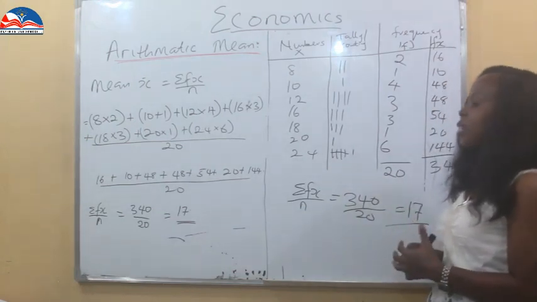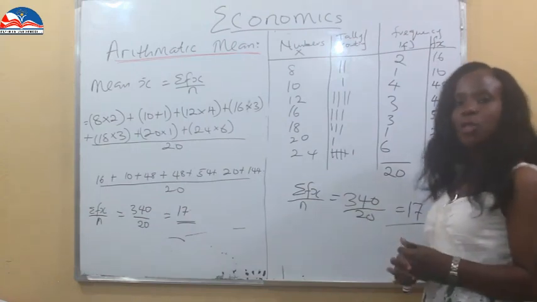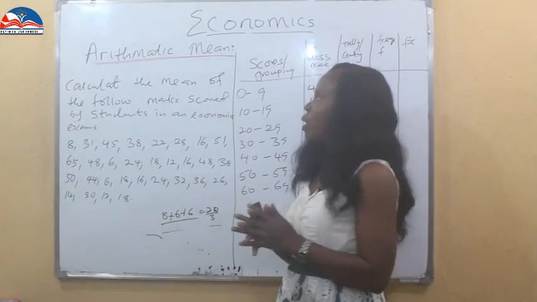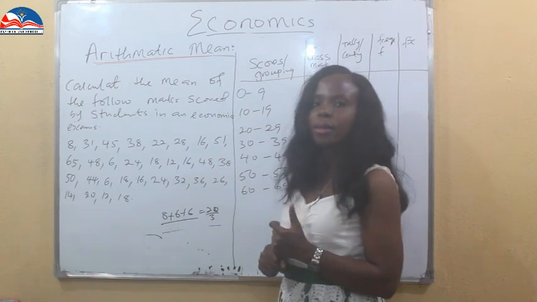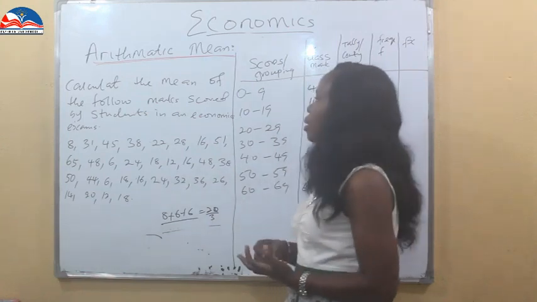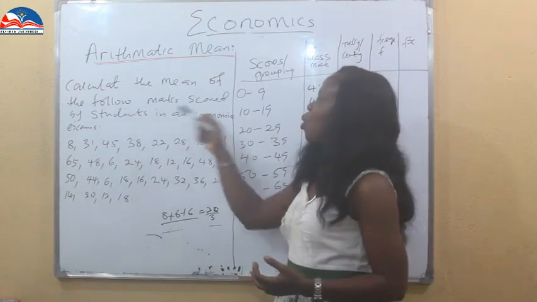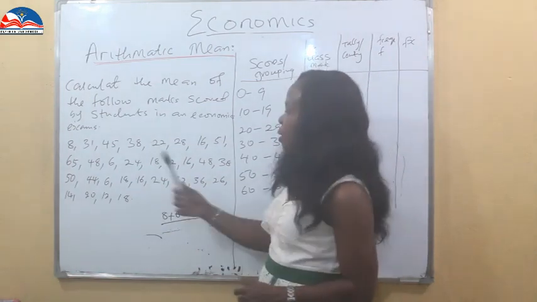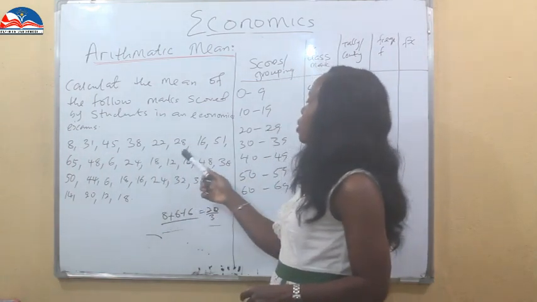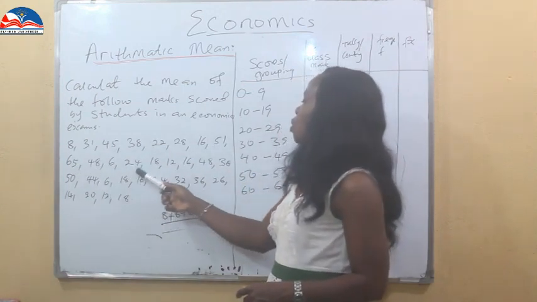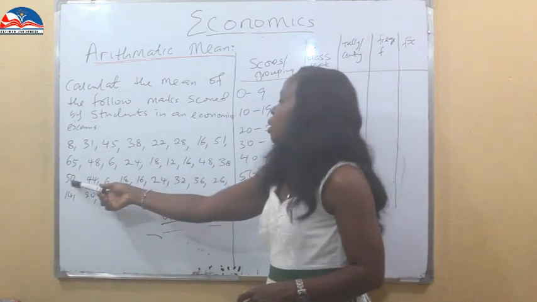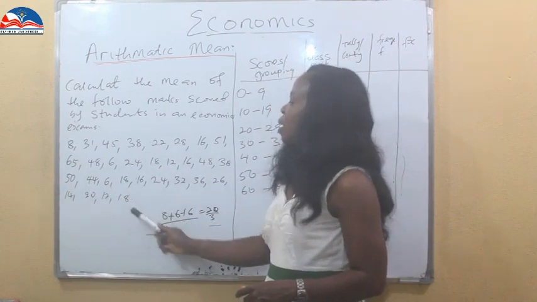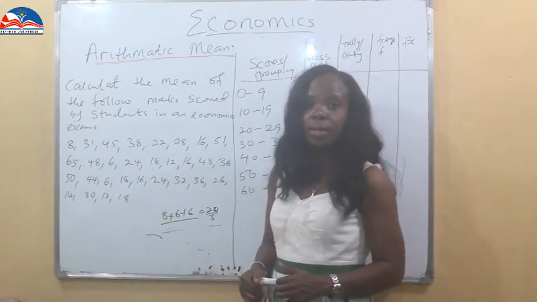Now let us see how you can tabulate for grouped data and get your mean. Let us take an example on a group of data, a larger data. It says calculate the mean of the following marks scored by students in an economics exam. These are the scores. And how many students are there? Let's count: 1, 2, 3, up to 30. So there are 30 students in the class.